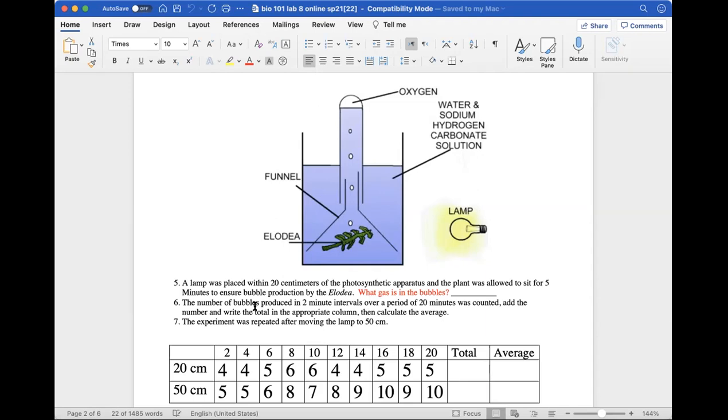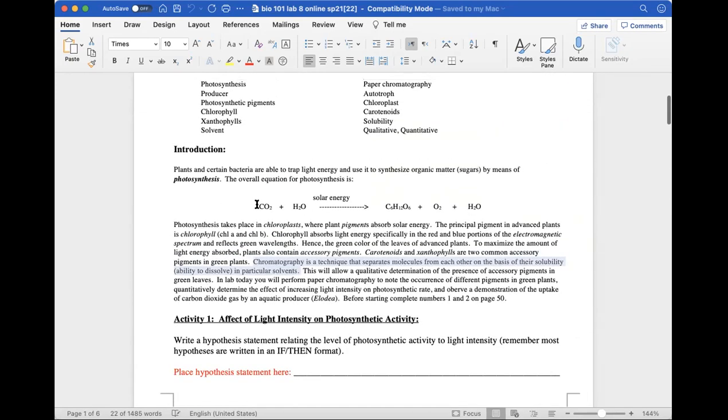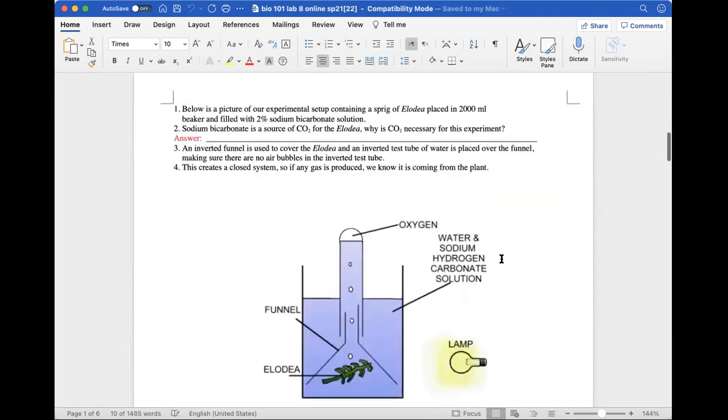A lamp was placed within 20 centimeters of the photosynthetic apparatus, and the plant was allowed to sit for 5 minutes to ensure bubbles are being produced by the Elodea. And what gas will be produced in the bubbles? For this, you should go back up to your photosynthesis equation, and you should see what gas will always be produced by plants in photosynthesis.